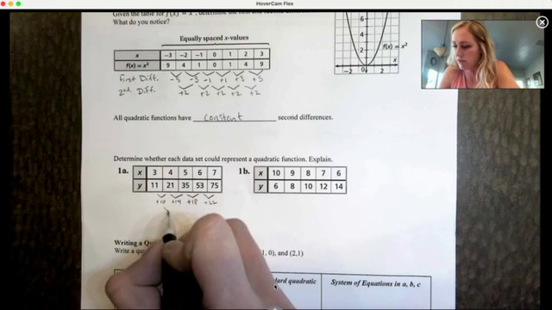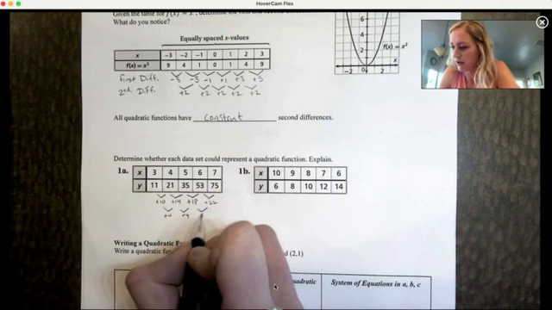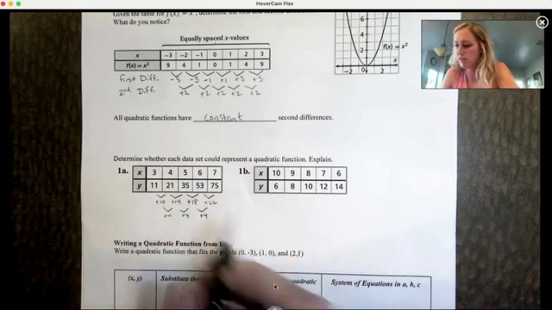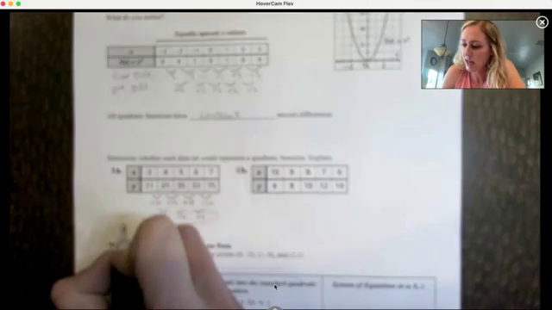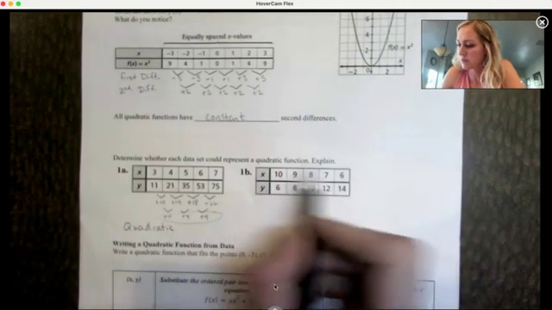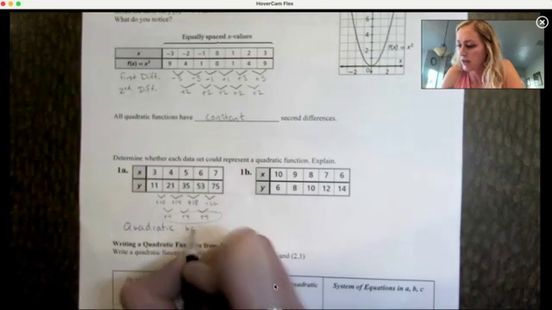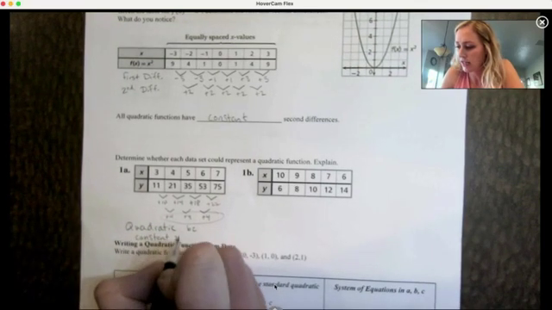So let's look at the second difference. They went up by 4. It looks like they're going up by 4 each time in the differences. Because there's a constant second difference, this is a quadratic function. And where it says explain, we would say quadratic because constant second difference.